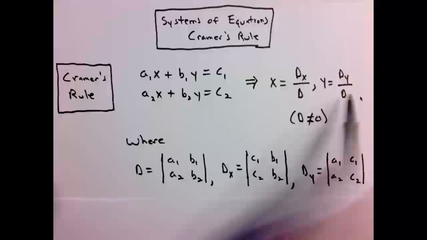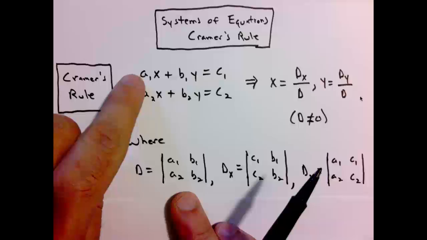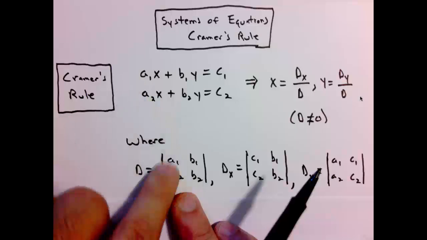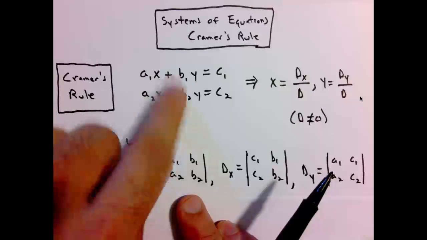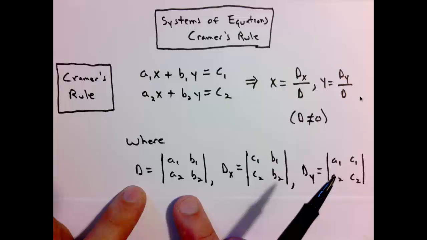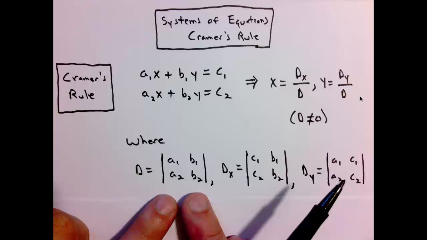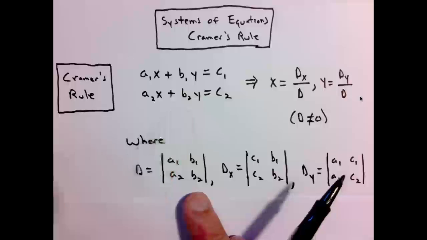D, this denominator here, is the determinant that involves only the coefficients. Look here, a1 and a2, b1 and b2. So D is often called the coefficient matrix. It is the determinant of the matrix that is simply the coefficients of the x and y.